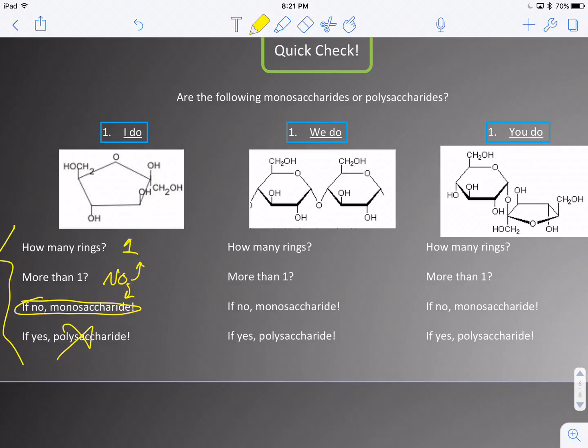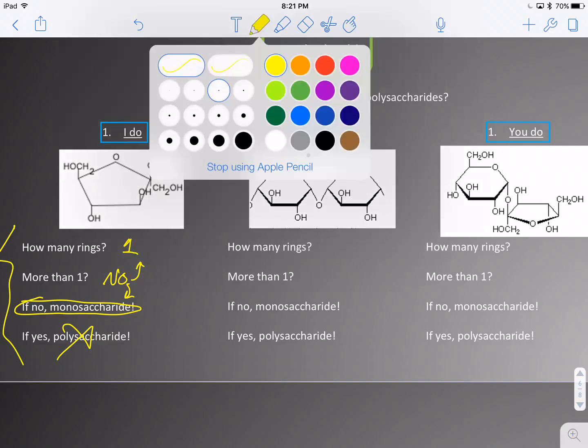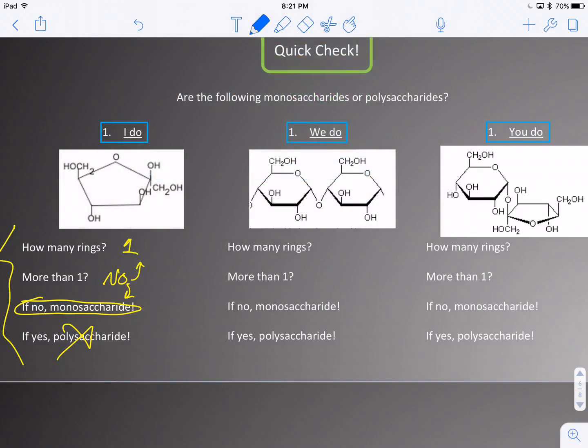So let's do this next one together the best we can. I want you to answer really quickly. Write down on your papers, how many rings do you see? I count 1 ring, 2 rings. Okay, more than one? Yes, there is, we just said there was 2. So we go down to this one because we said yes, so it's a polysaccharide.